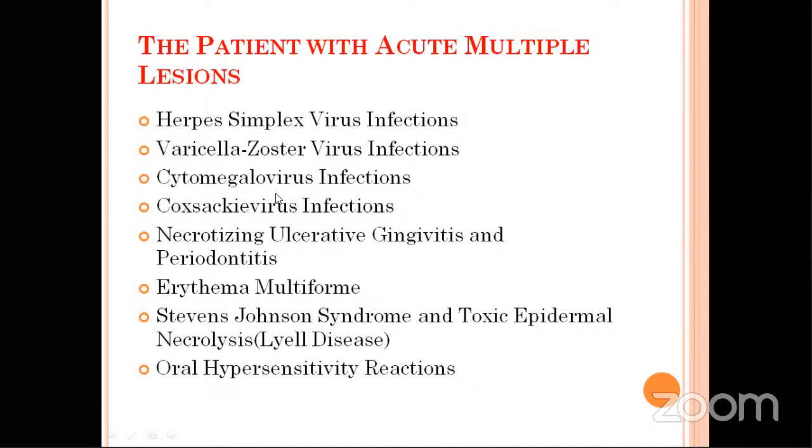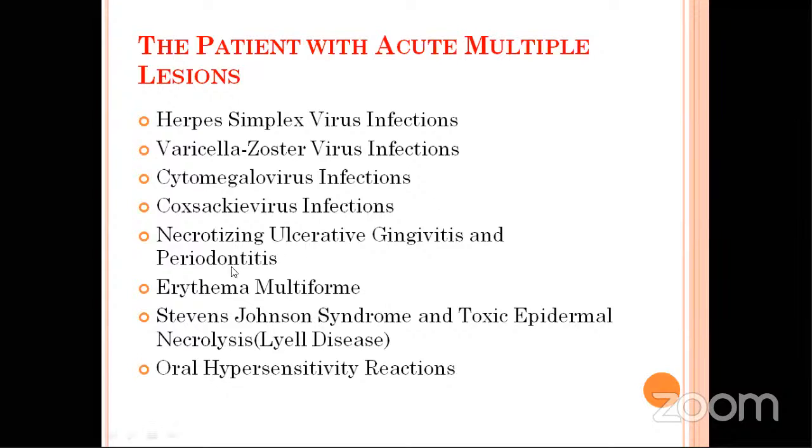So what are all the ulcers which are seen in the acute multiple? Acute-a konja naal-ile adhe samayam nariya ulcers varudhu. They are herpes simplex, varicella zoster, cytomegalo infections, and Coxsackie infections. The first three are your herpes group of infections: herpes simplex, varicella zoster and cytomegalo. Coxsackie is a different group, the Coxsackie group of viruses.